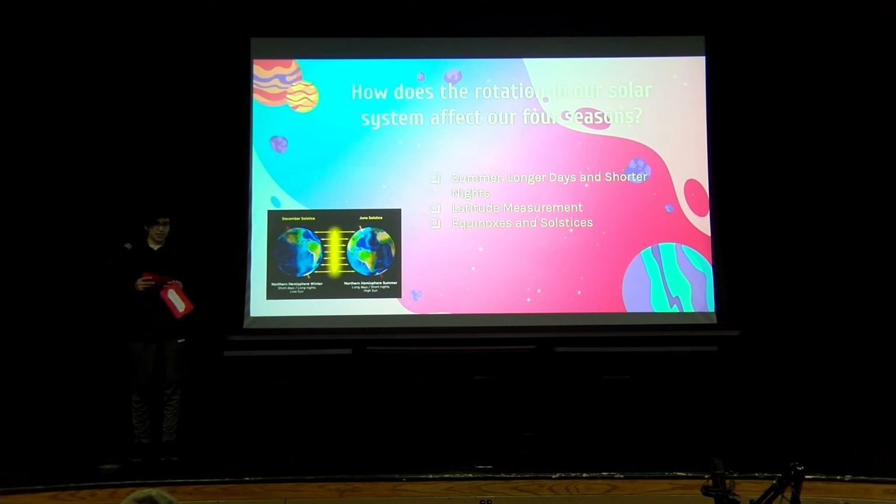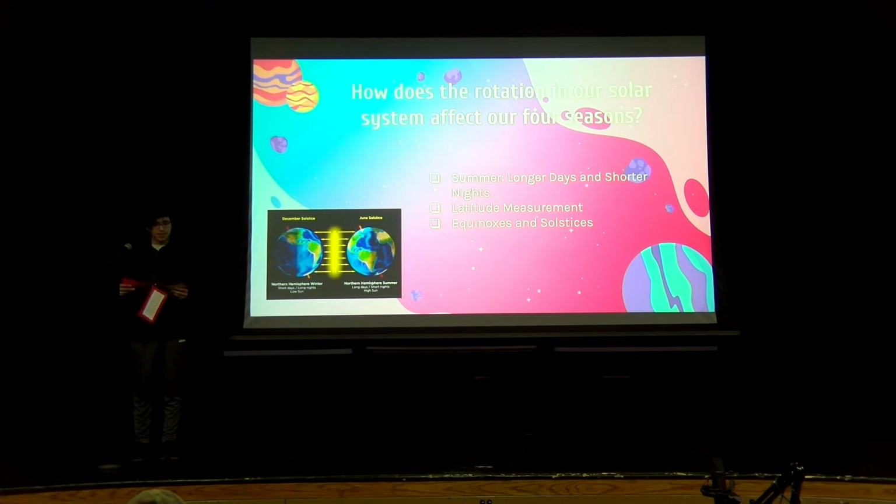My second question is, how does the rotation in our solar system affect all four seasons? Most of Earth's population has noticed longer days and shorter nights in summer months and the opposite during winter months. The big reason for this is that the Earth's axis is not straight up and down, it's tilted at 23.5 degrees. The Earth orbits the sun every year, and sometimes the northern hemisphere is closer to the sun, while sometimes it's farther away.